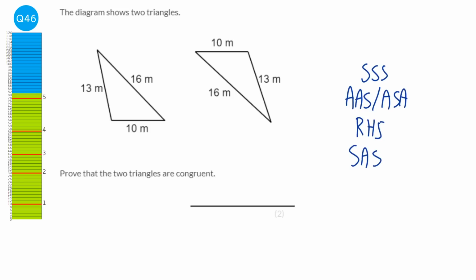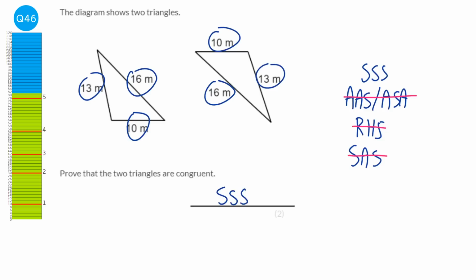Now, we don't have an angle or a right angle at all in this, so we can cross these out. But we do have 3 sides that are exactly the same. They're both 10, 13, and 16. So the proof is side, side, side.